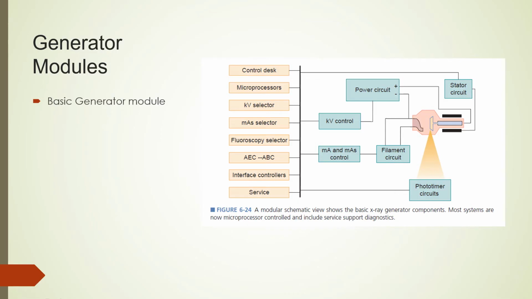Here is a modular arrangement of the X-ray generator. The module includes the high voltage power circuit, the stator circuit, the filament, focal spot selector, and automatic exposure control circuit. Let's look next at a particular generator.